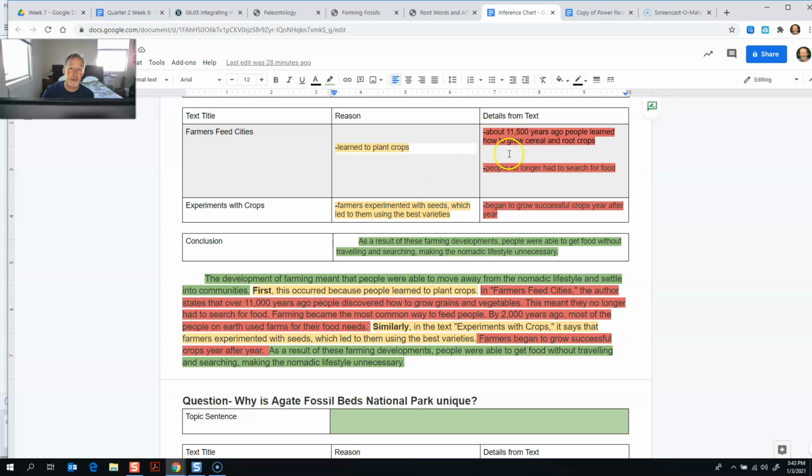Now my red came from the text. The yellow is from the second text, and I have another transition word, similarly. In the text, experiments with crops. Now just please note one thing. In the first one, I did say that I got it from Farmers Feed Cities. In the second one, I did say experiments with crops. So I'm giving the name of the text. And then I went ahead, so I had my yellow here, and now I have my red here, boom.